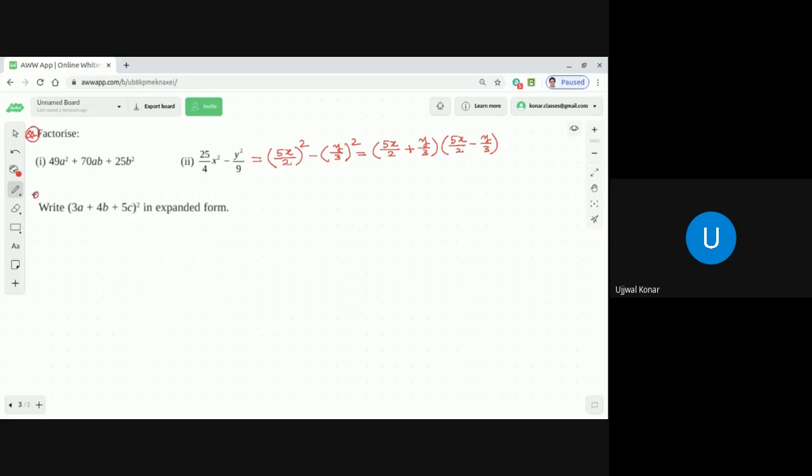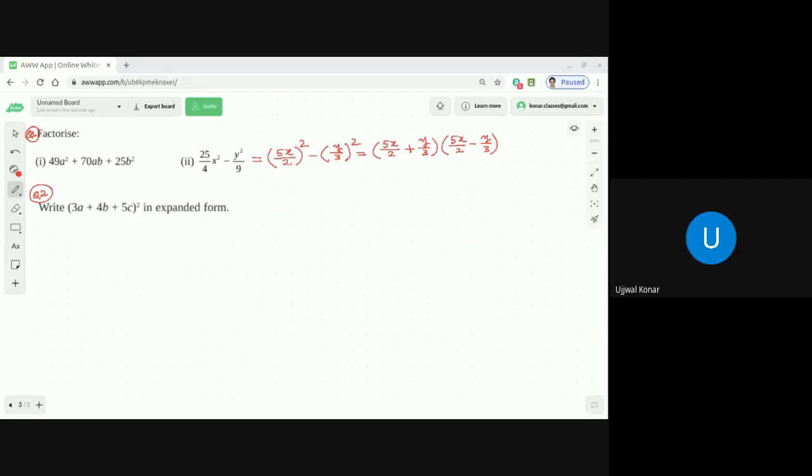Now here is question number 2. Please write 3a plus 4b plus 5c whole square in expanded form. Sir, can I tell the answer? Yes, absolutely. Sir, is it like 16b square plus 25c square plus 9a square plus 2 into 12ab plus 20bc plus 15ac?